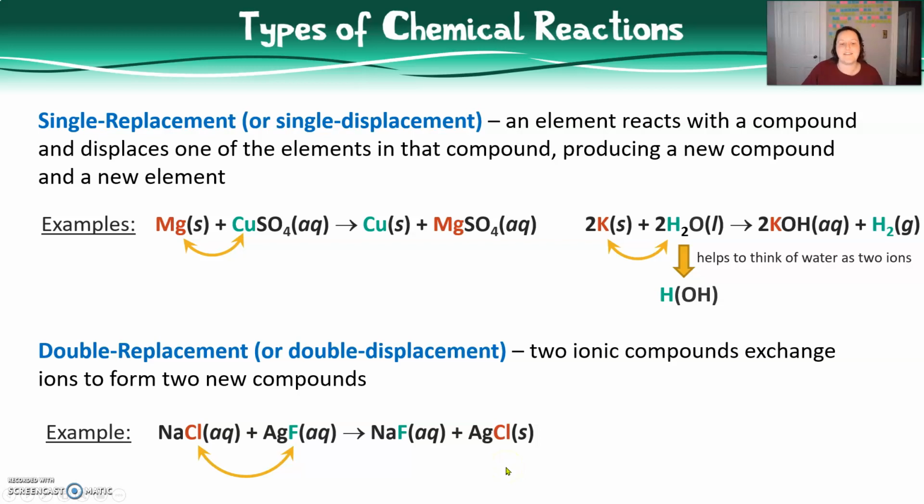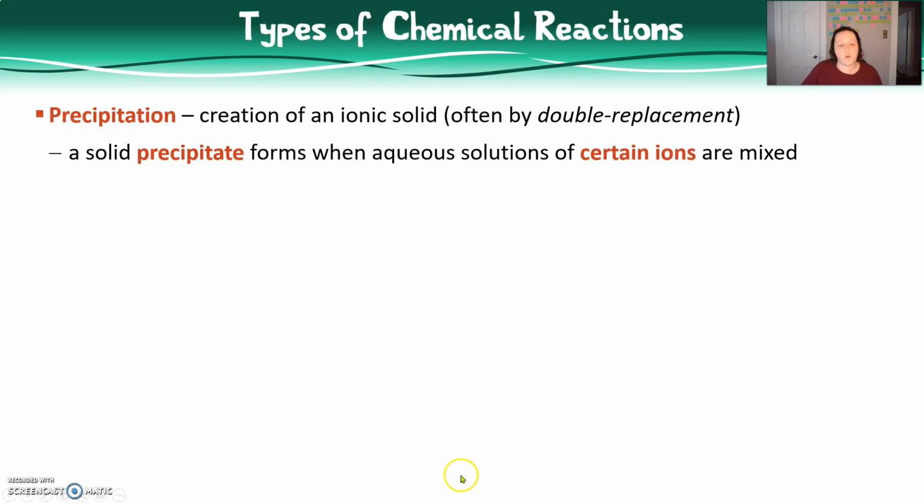Which brings us to the second set of reaction types, which are organized based on the types of reactants and products that are involved rather than the type of rearrangement of atoms that occurs. For example, a precipitation reaction involves the creation of an ionic solid, often in aqueous solution, and often via a double displacement reaction like the last sample we saw on the previous slide. The solid precipitate forms when aqueous solutions of certain ions are mixed and favor the creation of an insoluble ionic compound. Solubility in aqueous solutions will be discussed more in the next mini-lecture.